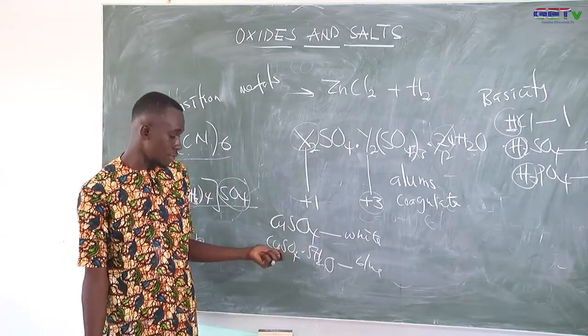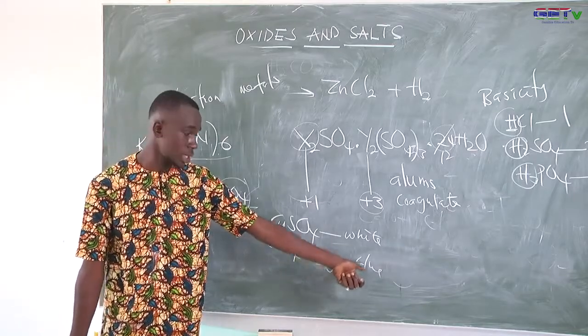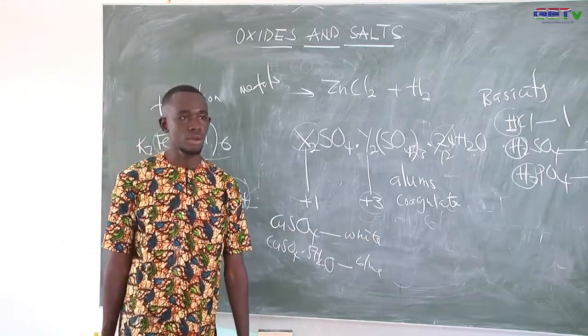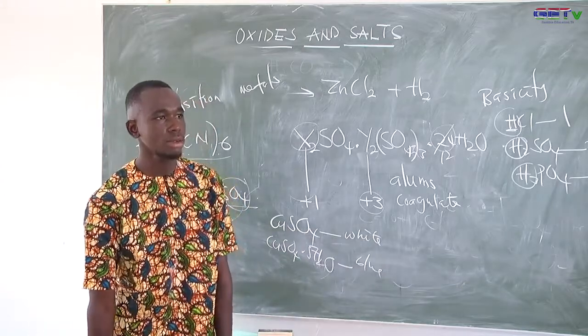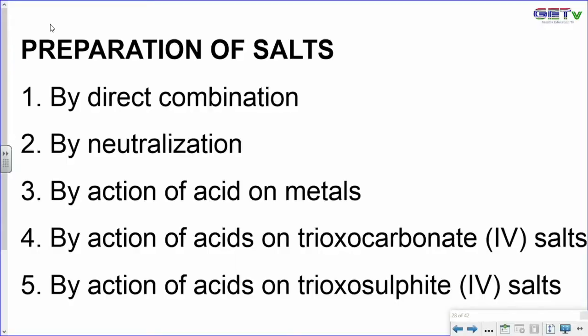If the compound has a transitional metal, it can change its initial color to another color to show the hydrated nature of the salts. And then finally, we have the preparations of salts. Now salts can be prepared using different methods based on the type of salt you want.